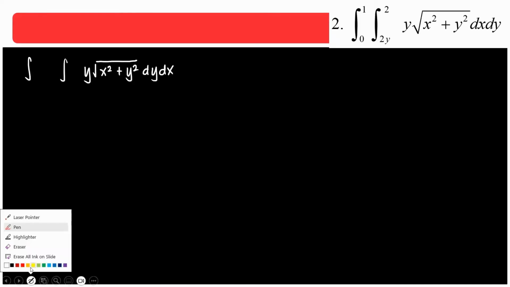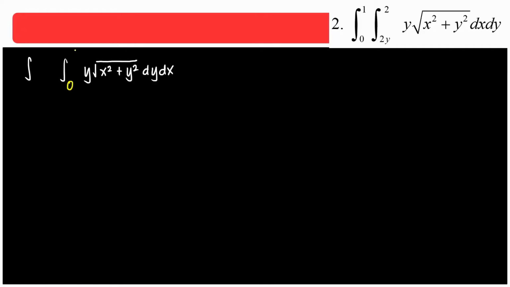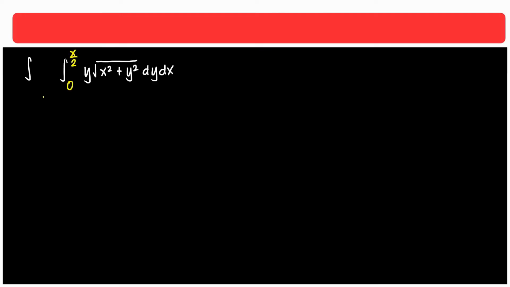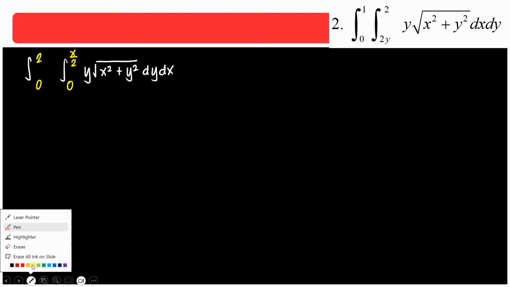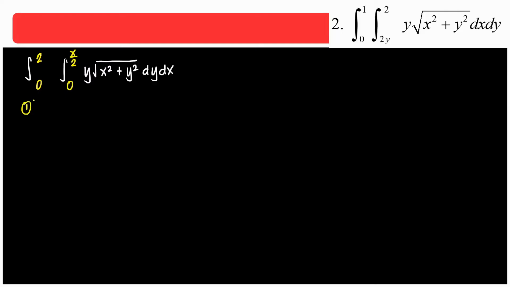Again, for inversion of order, the problem will not change. The problem will be as it is, but then the order will be inverted. It's dy dx. The new sets of limits are y equals 0 up until y equals x over 2, and then 0 up to 2. So again, let's go to the first one.